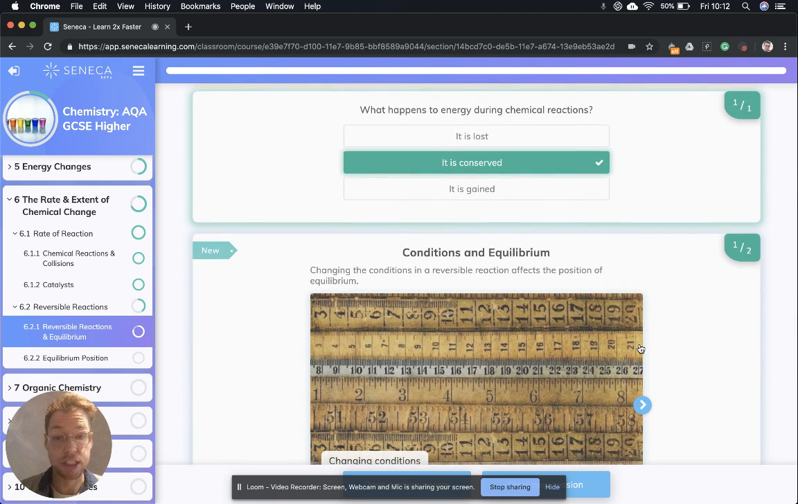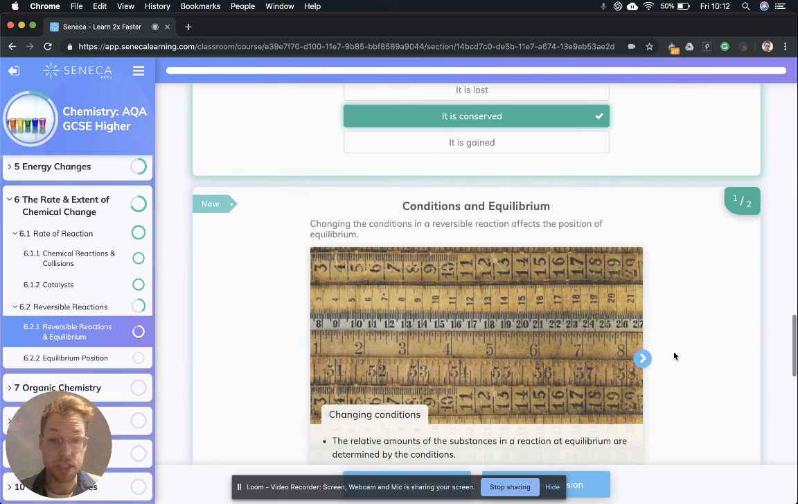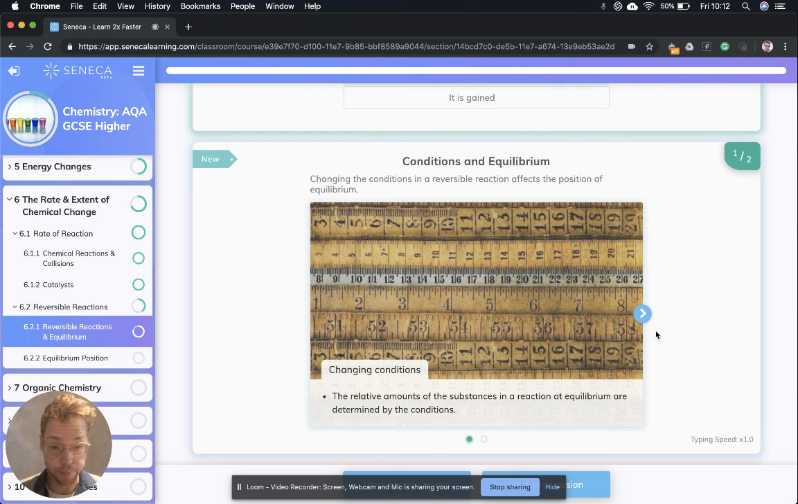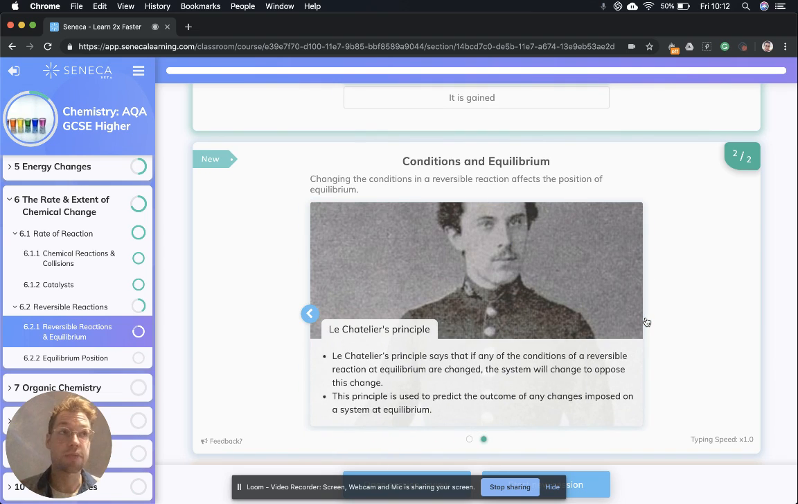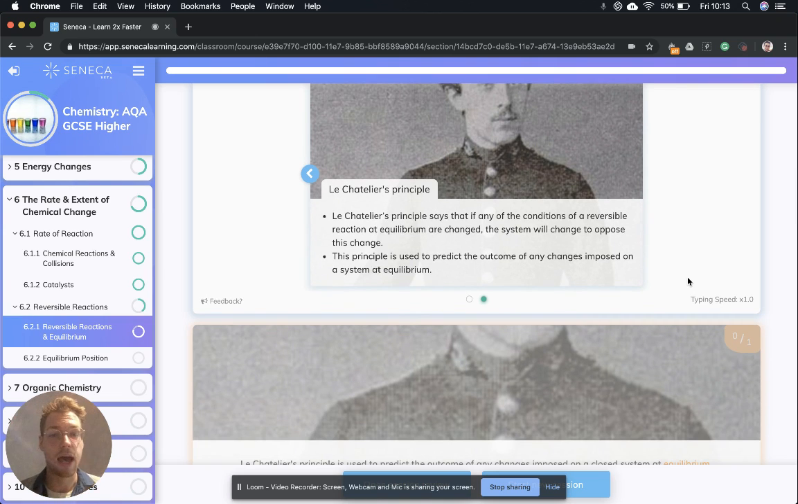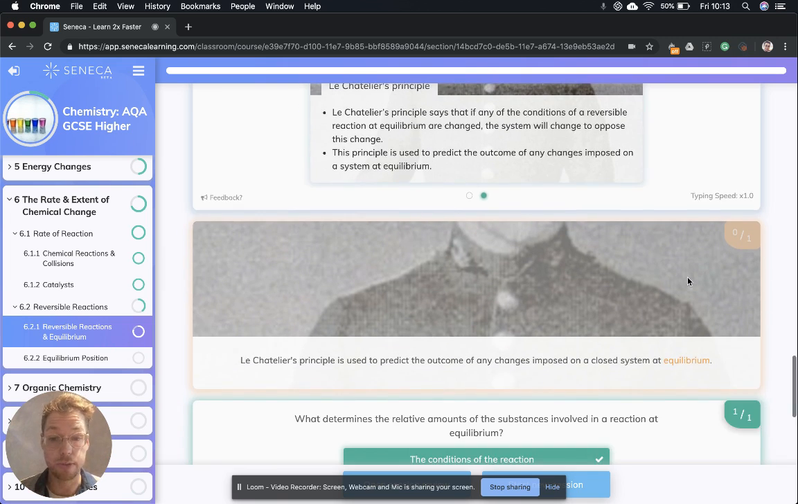Next, we need to talk about the conditions in equilibrium. If we change the conditions of a chemical reaction, we also change the position of the equilibrium, okay? This is called Le Chatelier's principle. Basically it states that if any one of the conditions of a reversible reaction at equilibrium is changed, the system will change to oppose that change, okay? So basically, equilibriums don't like change. If you add something or try to change something, it's going to be like, I don't want this, and it's going to change it back, okay? We use Le Chatelier's principle to predict the outcome of any change imposed on a system at equilibrium, okay?